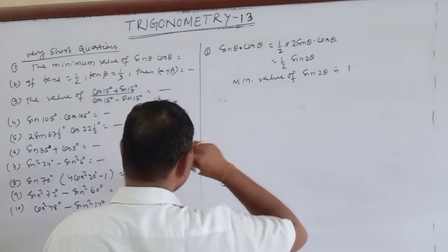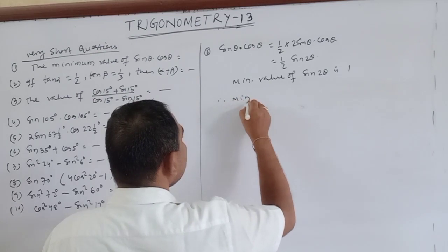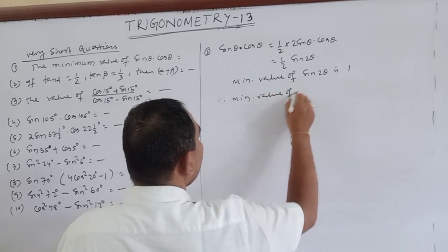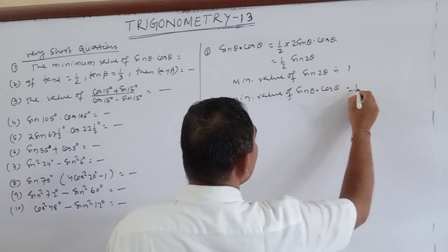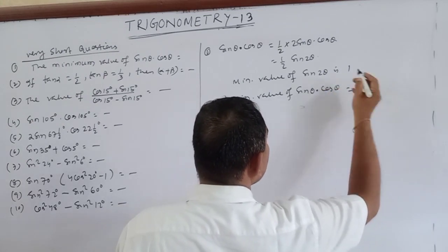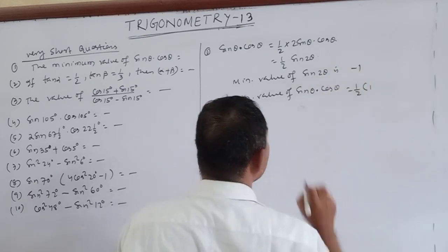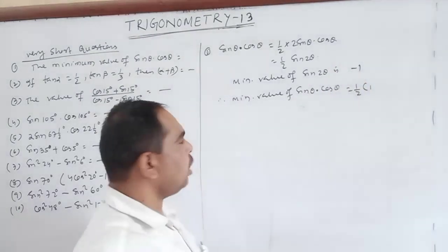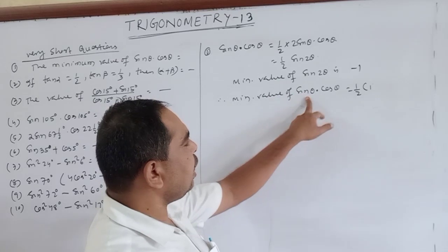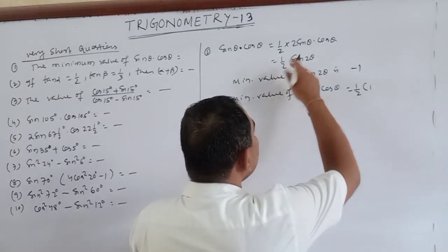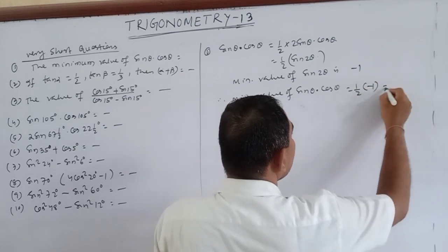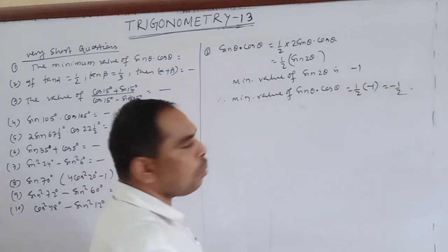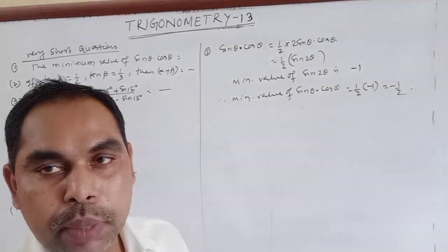Therefore the minimum value of sin theta into cos theta is equal to half into minimum sin 2 theta, which is minus 1. Therefore the minimum value of sin theta into cos theta is equal to half into minus 1, which is minus 1. So the minimum value of sin theta into cos theta is minus 1.